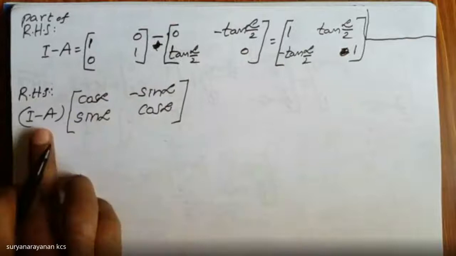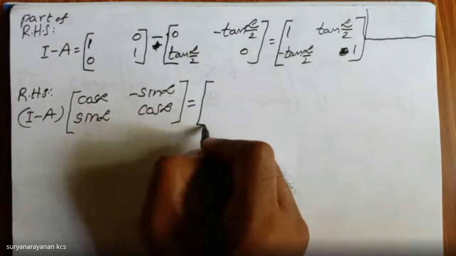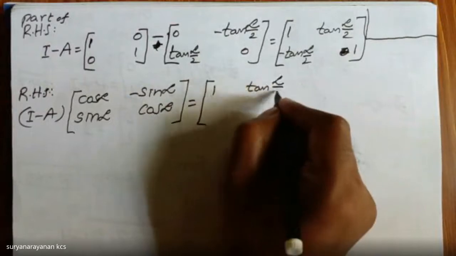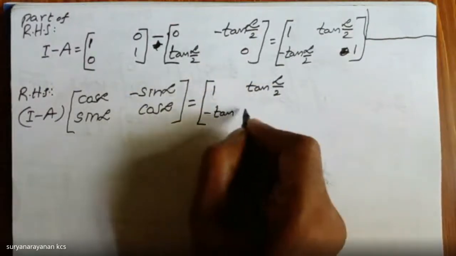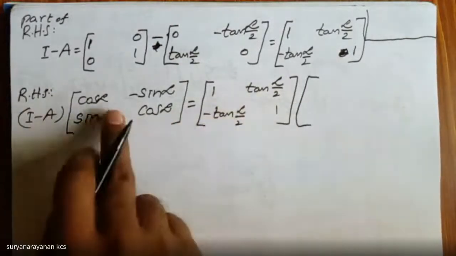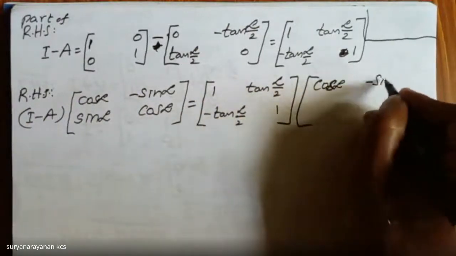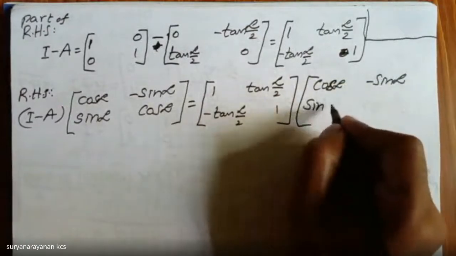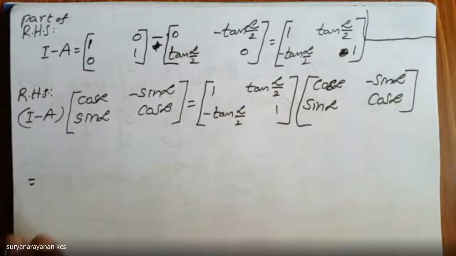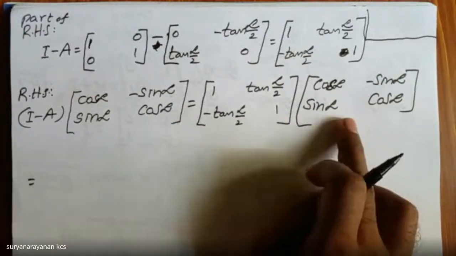Now, what is I minus A here? In the previous step, we have found I minus A: 1, tan alpha by 2, minus tan alpha by 2, 1, into the matrix. We write this matrix as it is: cos alpha, minus sin alpha, sin alpha, cos alpha. Now come to this step. Focus on this step. What is to be done here?